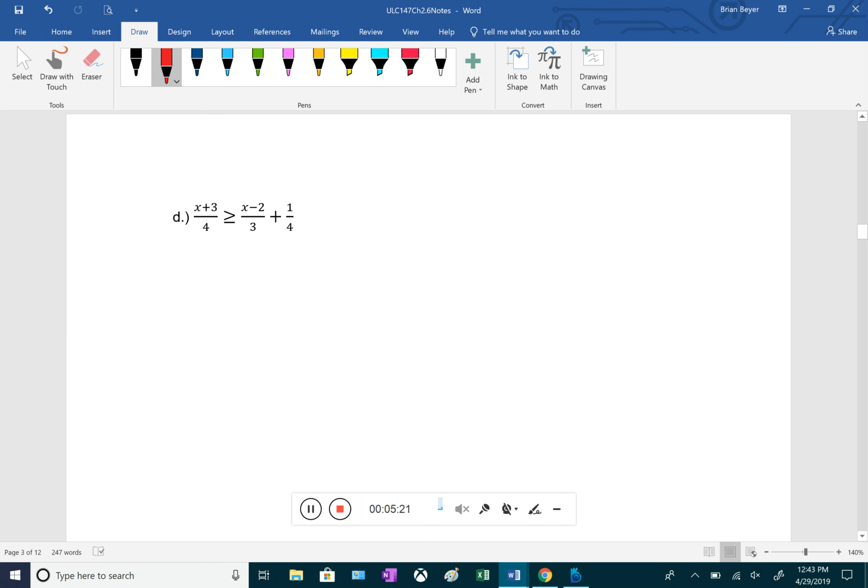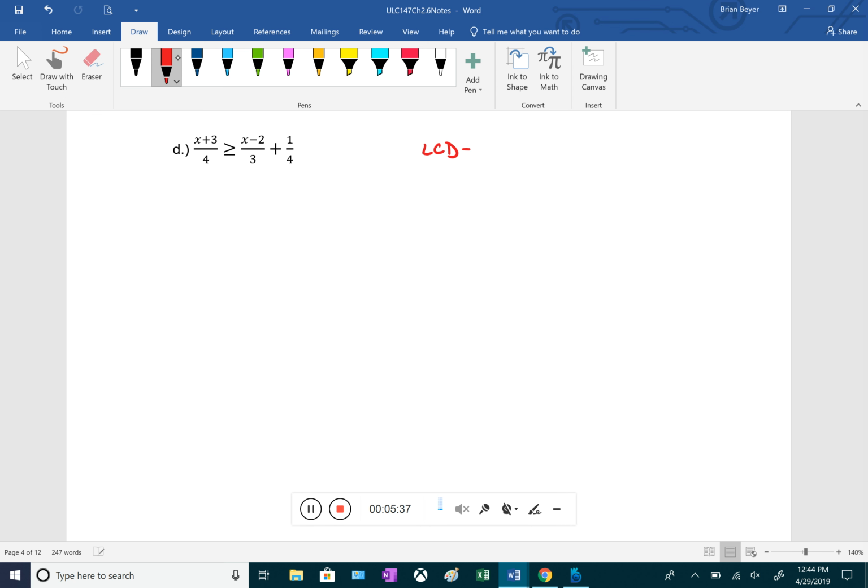Okay, I'll do a couple more. We have (x + 3)/4 greater than or equal to (x - 2)/3 + 1/4. So this one, if we remember the way that we did this when we were doing linear equations, we would find the LCD and multiply everything by that LCD. So the least common denominator here is 12, the least common multiple of 4 and 3. So what we're going to do is multiply both sides of the inequality by 12.